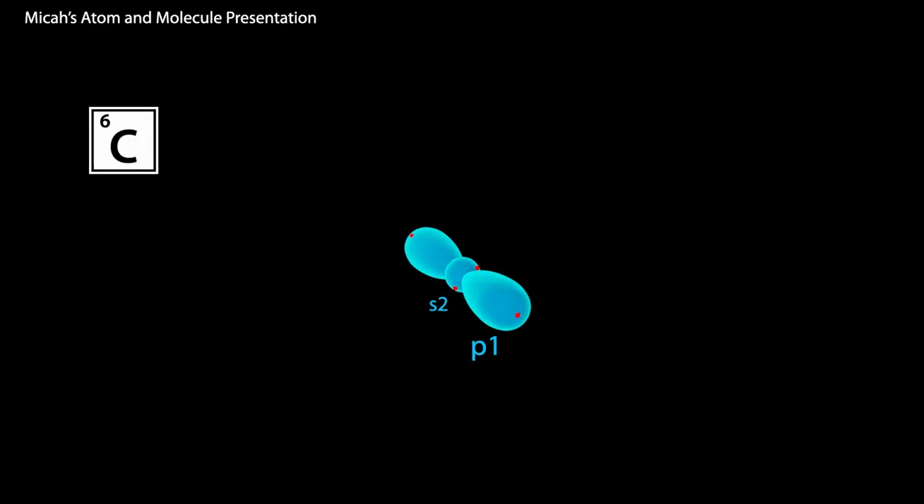Yep. Sure. This is carbon. It has 2 electrons in S1 that you can't see and 4 in S2. In carbon, the first p orbital is full. It has 2 electrons. Carbon has 6 electrons total.